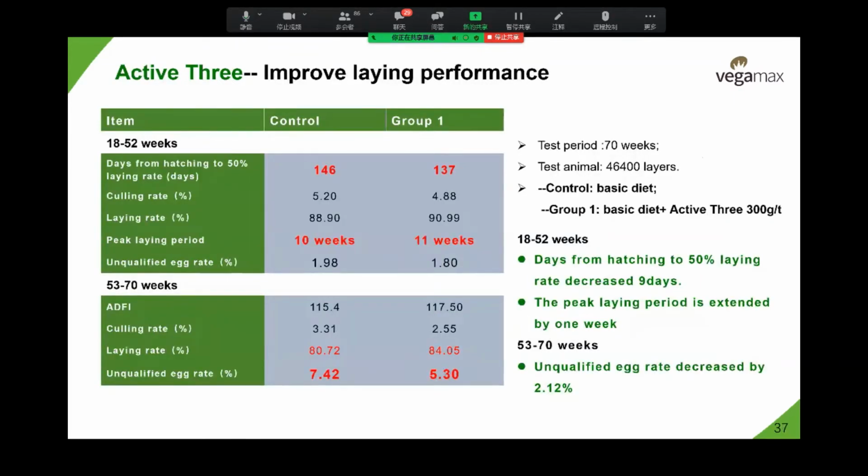For Oct.25, we also did a lot of trials on animals and found it has a very good effect. For example, this one is on layers with a dosage of 300 grams per ton of feed. It showed that the days from hatchery to 50% laying rate were shortened by 9 days. And the peak laying period was extended from 10 weeks to 11 weeks. The laying rate increased by 4%, and the unqualified egg rate decreased by 2.12.